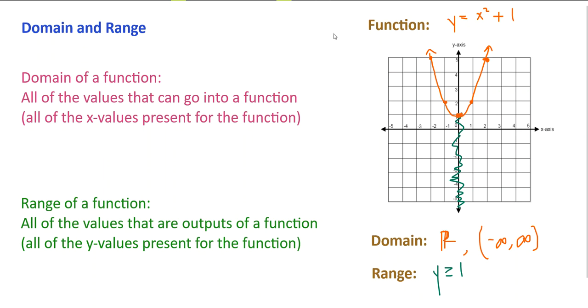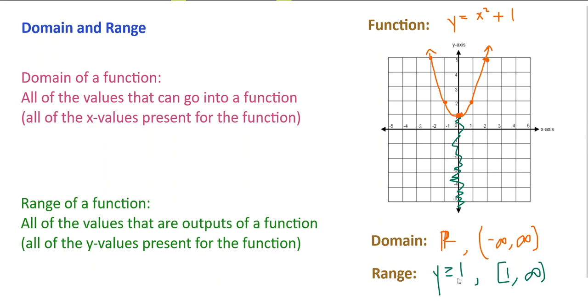Okay, so when I write this in interval notation, I could say I'm going from the number 1 up to infinity, and I use a bracket around the 1 because I'm including that number in my range. There is a point that goes with that number. And then again, my graph has points that are all corresponding to y values that are above 1. So that's why I have y is greater than or equal to 1.